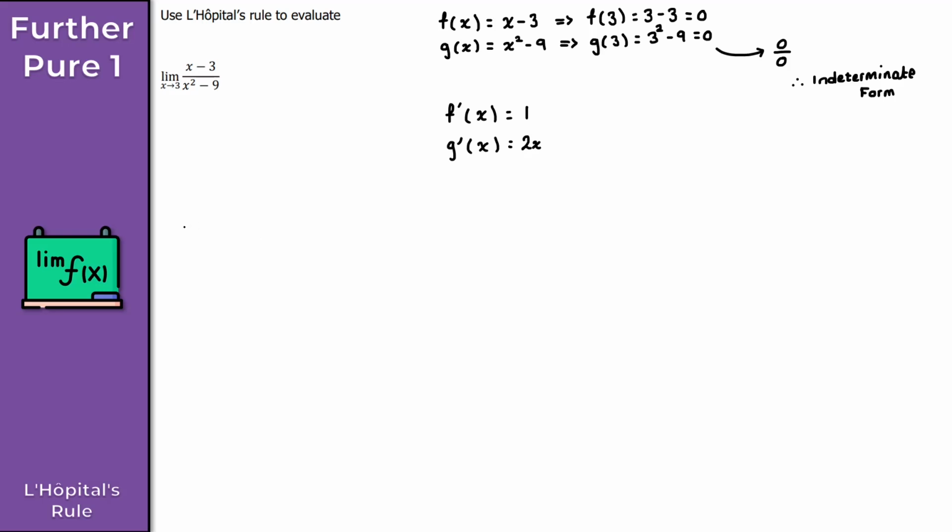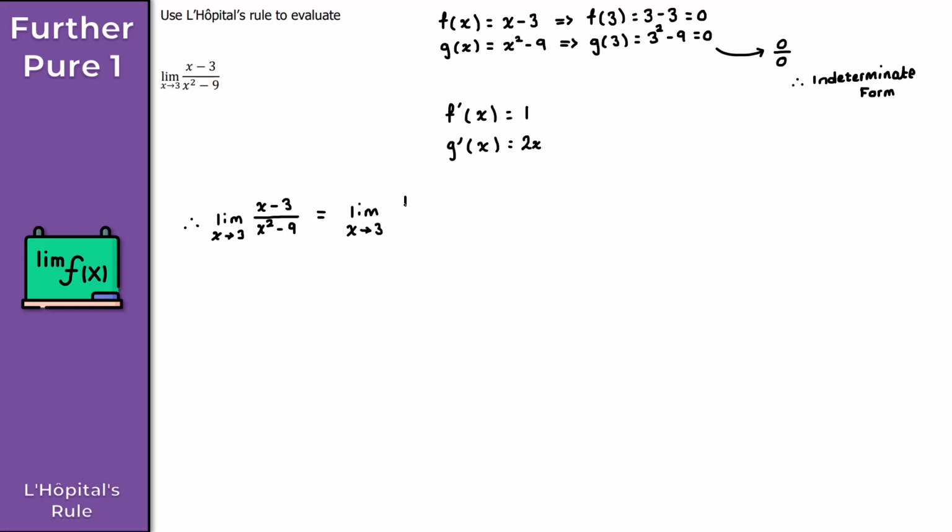So in that case then, therefore the limit of the original quotient, so the limit of x minus 3 all over x squared minus 9 as x tends to 3, is equal to the limit, again as x tends to 3, of this expression here then, so f prime of x over g prime of x.